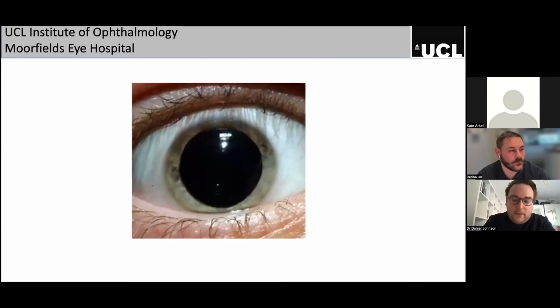Now, one of the reasons we dilate you during the clinic is to make your pupils big. It's partly to help us assess the eye, but also it helps us to get some pretty good pictures as well.